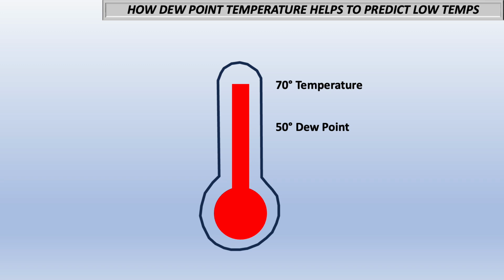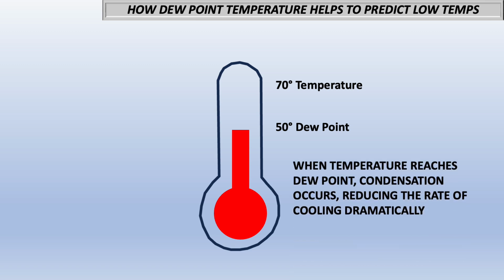it falls at a pretty good clip until it gets down to the dew point of 50, okay? Well, at that point, condensation starts to occur. You get the formation of dew, all right? Well, that condensation releases heat. And so when the temperature reaches the dew point and you get that condensation, then the heat released by that process reduces the rate of cooling dramatically.